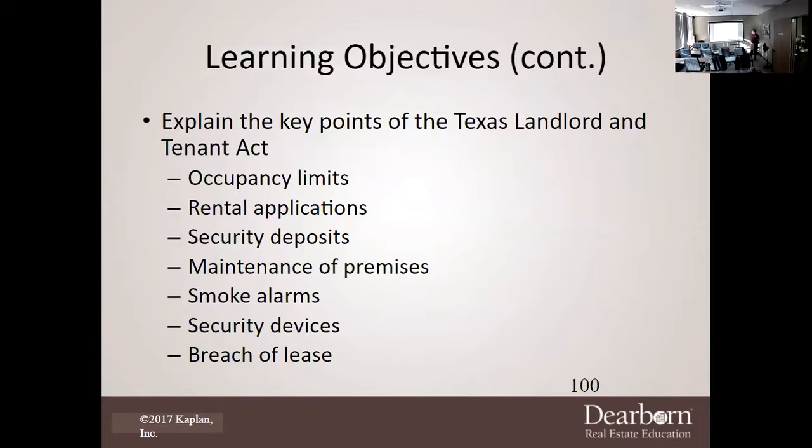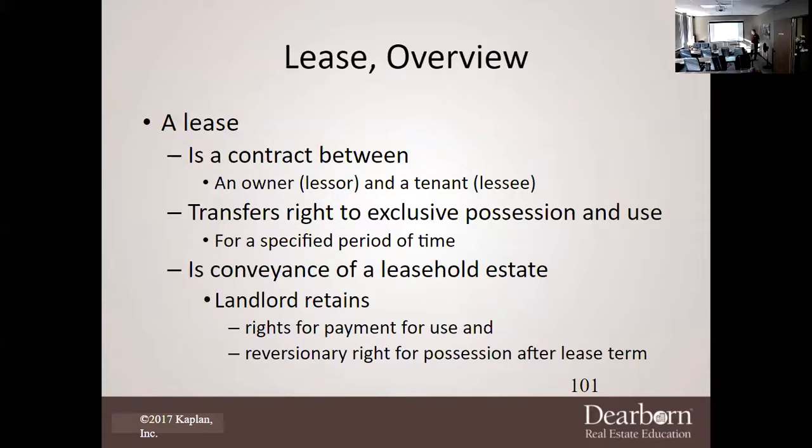We're also going to explain the key points of the Texas Landlord and Tenant Act, because they're all broken down there. And so we're going to go ahead and get started in regards to a lease. One of the key things that I want to tell you is that most of you, at least once in your life, have been in a lease. A lease, as it says, is a contract between an owner and the tenant.